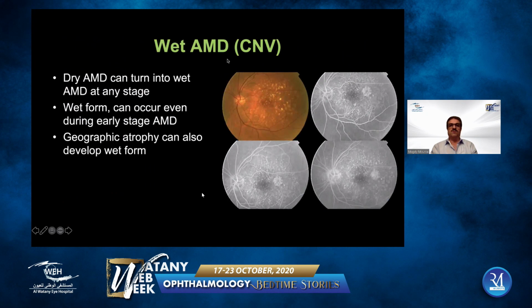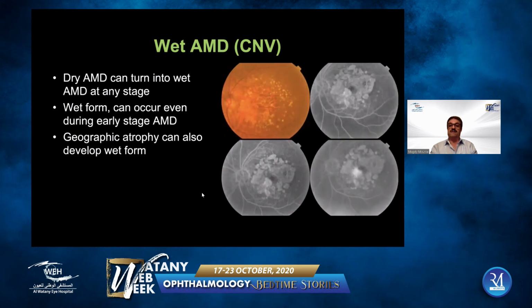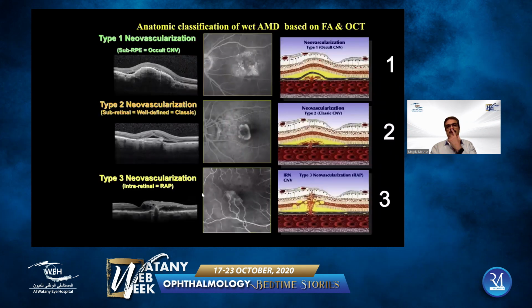We all know that the most important type of CNV is the neovascular AMD, which is the wet type of age-related macular degeneration. And we all know that the age-related always starts dry, but at any stage it can turn wet. Even cases with geographic atrophy can develop neovascularization later on in spite of the diffuse atrophy in the central area. Based on the anatomical classification by fluorescein and OCT, which is the gold standard up to now in diagnosing neovascular AMD, we have three types.